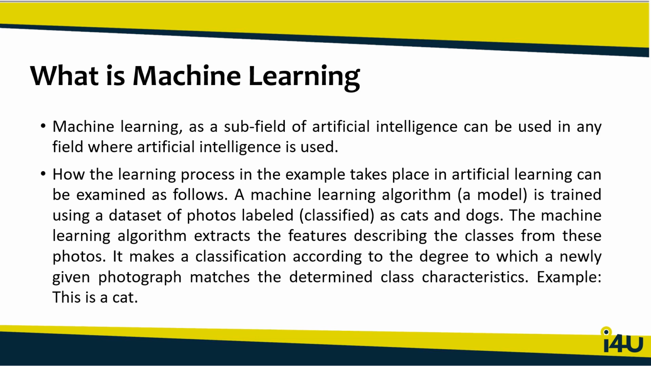What is machine learning? Machine learning, as a subfield of artificial intelligence, can be used in any field where artificial intelligence is used. How the learning process in the example takes place in artificial learning can be examined as follows. A machine learning algorithm, a model, is trained using a dataset of photos labeled, classified, as cats and dogs. The machine learning algorithm extracts the features describing the classes from these photos. It makes a classification according to the degree to which a newly given photograph matches the determined class characteristics. Example: this is a cat.